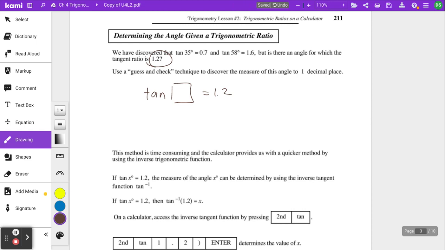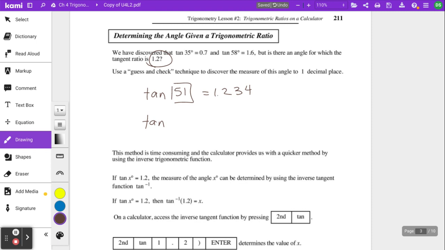Take your time. We're just randomly guessing numbers and throwing them in there trying to get 1.2. Anybody try something that got close? What'd you get? 1.234. But what was the angle that you tried? 51. So tangent of 51 is 1.2. What was the rest of it? 3/4. Okay, so that's pretty close. Let's try something different. Can you get closer than that?